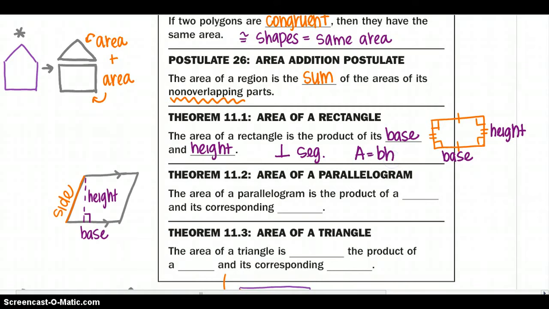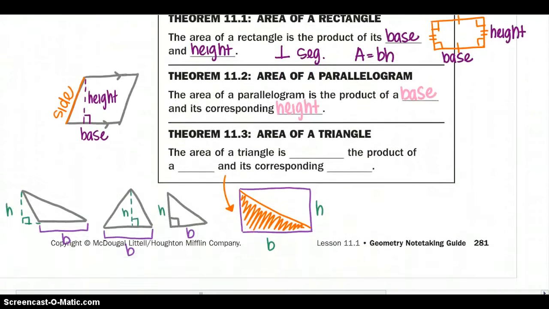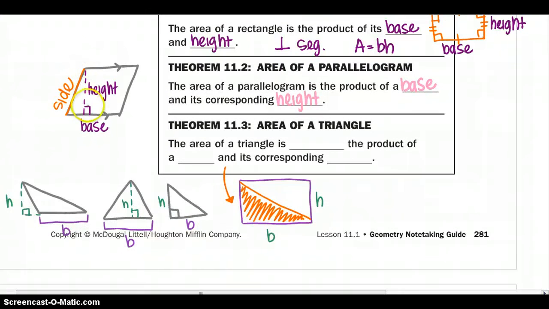Let's keep going. Theorem 11.2 talks about my area of a parallelogram. So the area of a parallelogram is the product of a base and its corresponding height. So again, like we were looking back up at the top, we want to find the base and its perpendicular segment, which would be my height. My side length isn't perpendicular, and it's the longest length between both bases, so I will not use that. So look for that perpendicular height that is created.